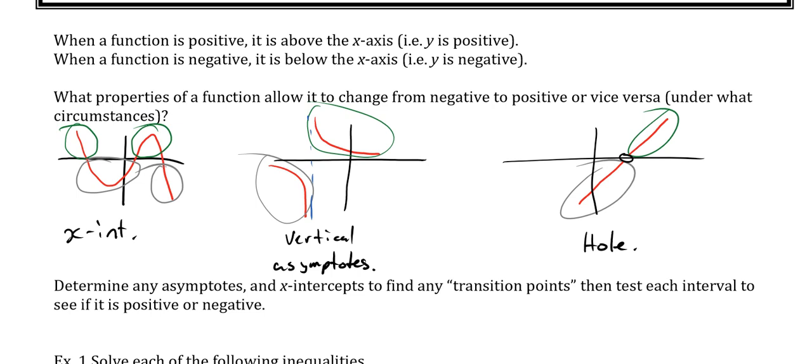The difference is rational functions have more things that could happen. So it's not just X-intercepts. It's also vertical asymptotes that could cause a function to change from being negative to positive or vice versa, and then also holes. They don't happen as often, but it's possible.